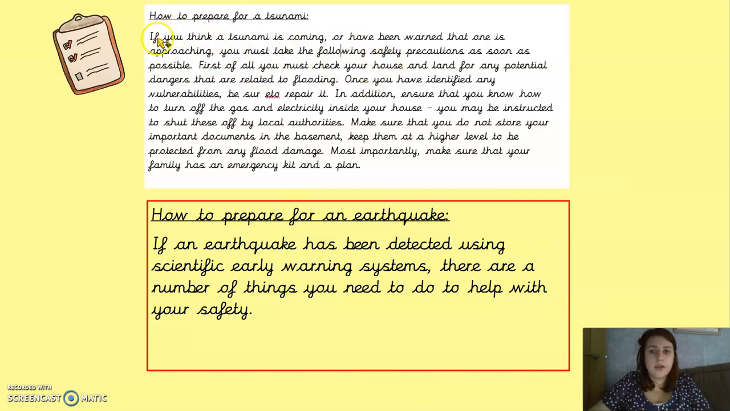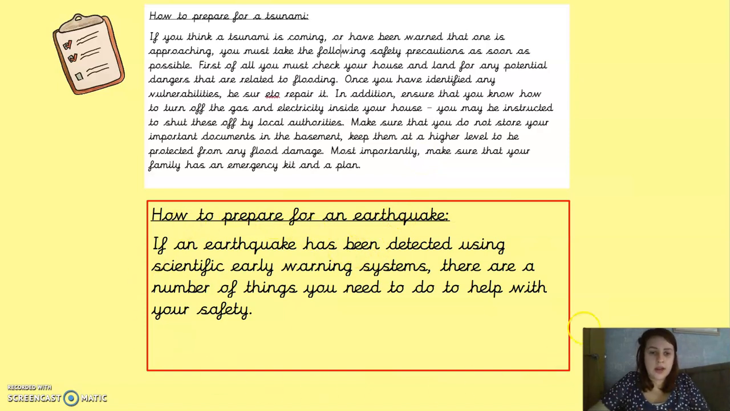So we're talking about if you think a tsunami is coming or have been warned, you must take the following safety precautions. So it says, first of all, once you've done that, in addition, most importantly, so those sort of different sentence starters we're thinking about.